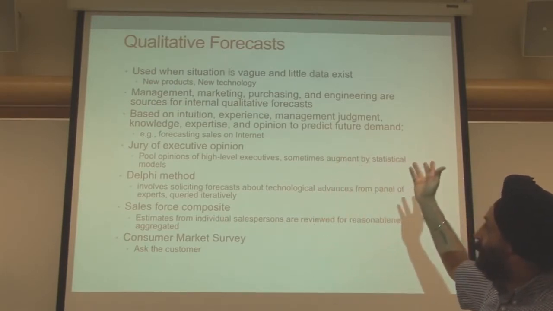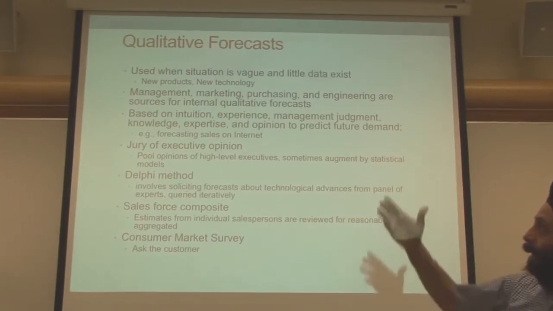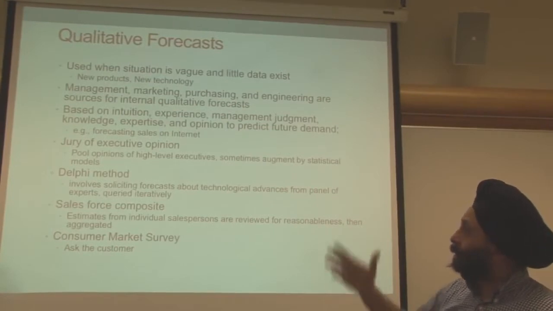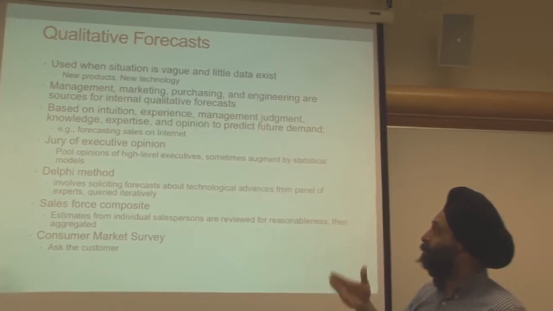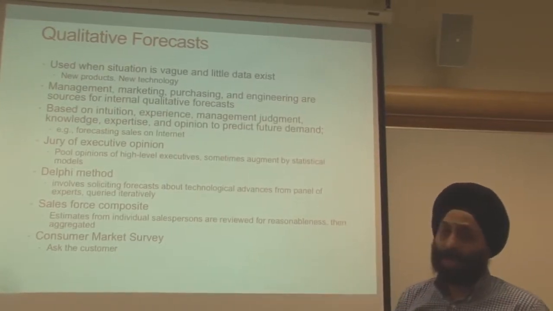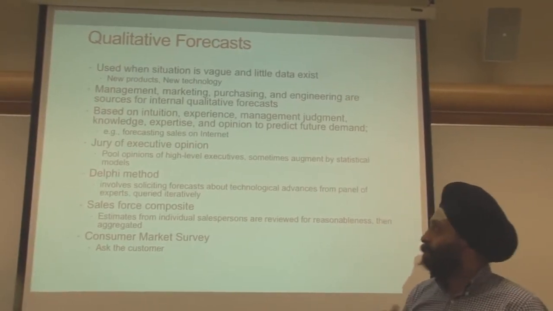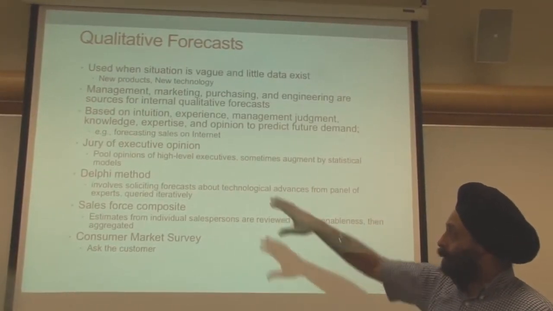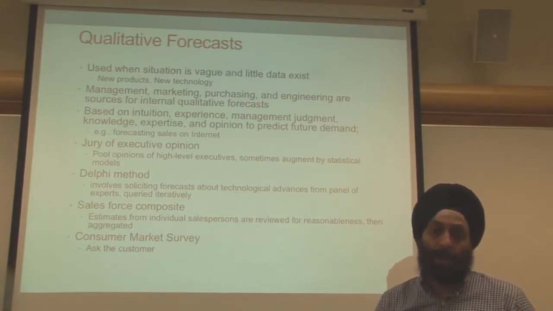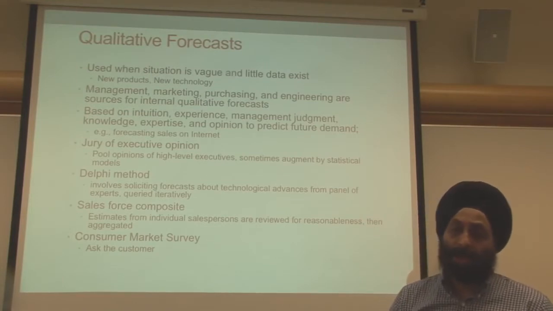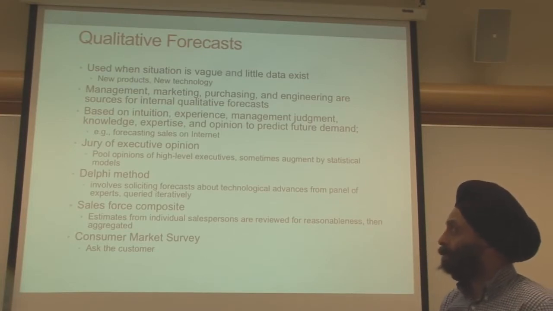Management, marketing, purchasing, engineering are sources of internal qualitative forecasts in this regard. This is based on intuition, experience, management judgment, knowledge, expertise, and opinion to predict future demand. So all these tend to be opinions or based on somebody's own experience. So forecasting sales on the internet is an excellent example, because if there is no previous data that exists for a company, they just have to kind of go with expert opinion.